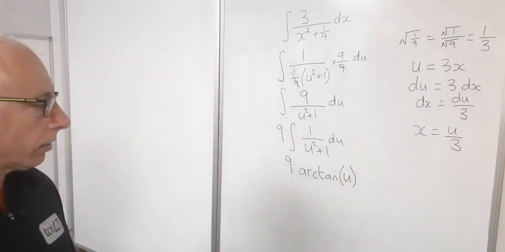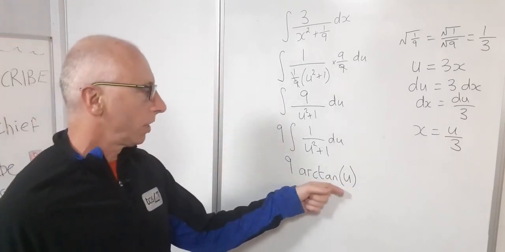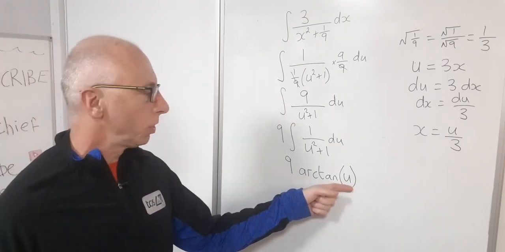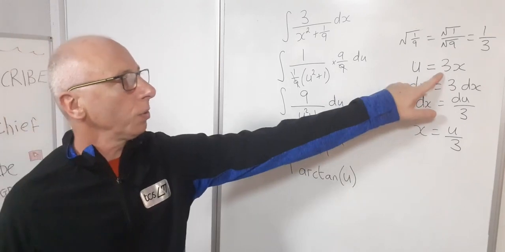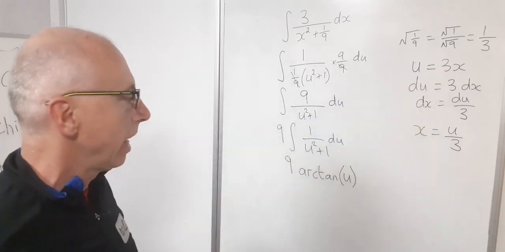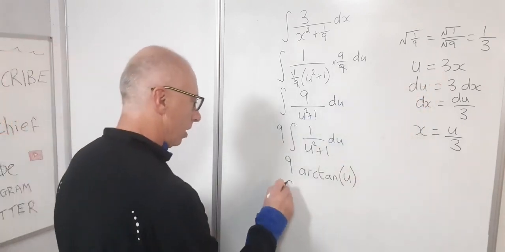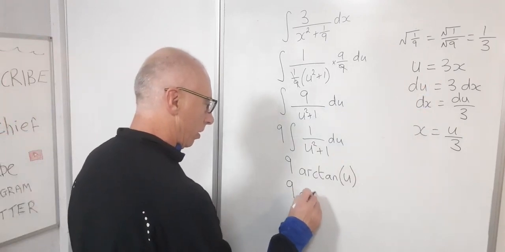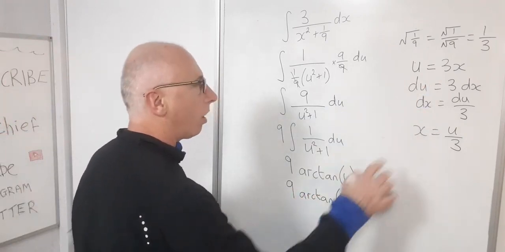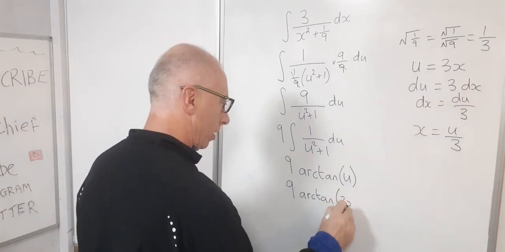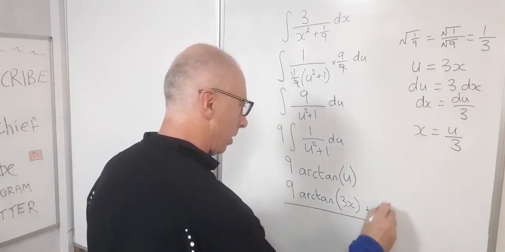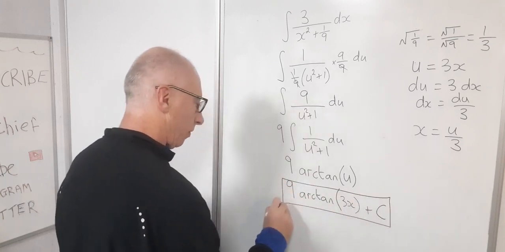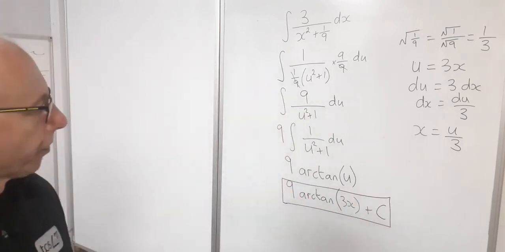Okay. So now we've got 9 arctangent of u, and we're still not ready. We've got a couple of steps just to go. We need to plug in our u, which is 3x, and then don't forget the plus c. So 9 arctan of 3x plus c. And that is my finished integral.